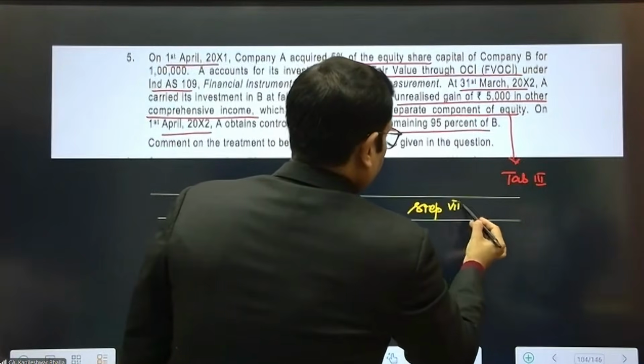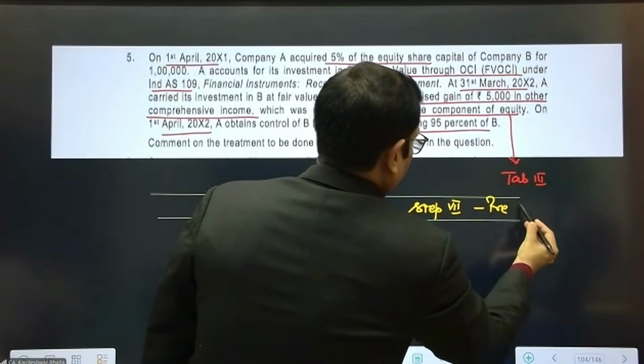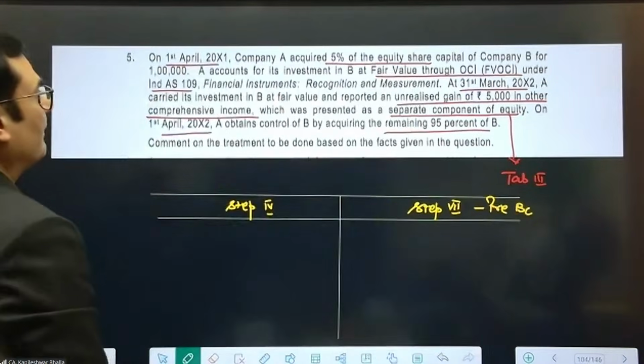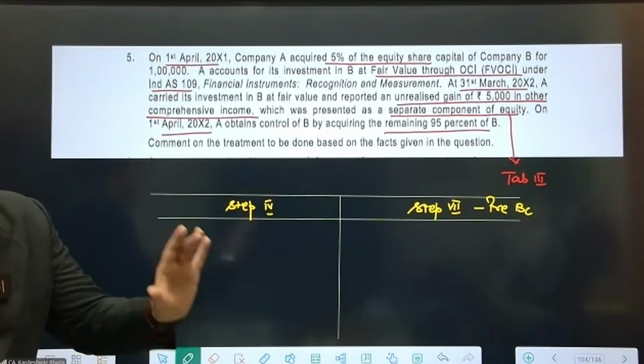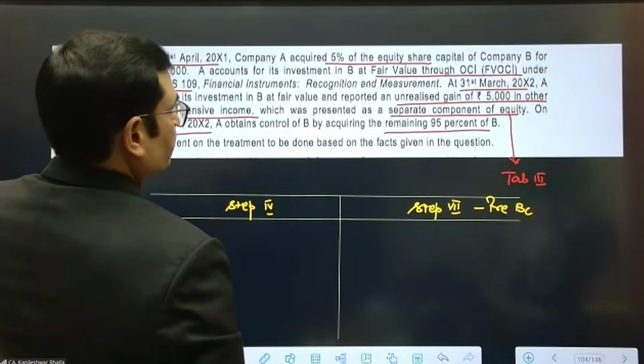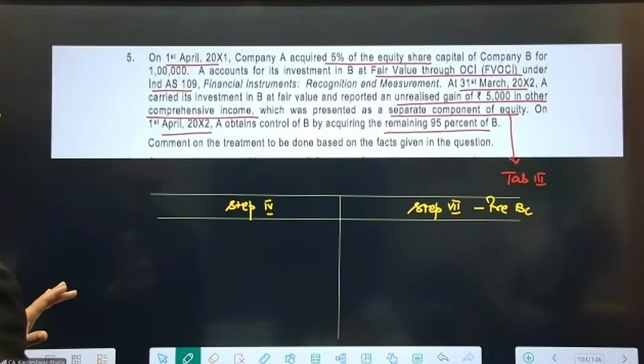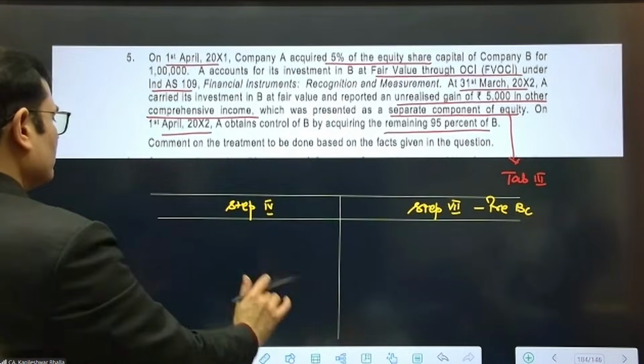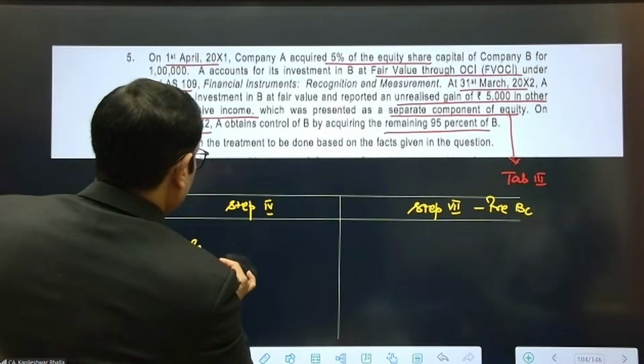In terms of step number 7, we are looking at the pre-business combination accounting. What will happen on the pre-business combination accounting? So first, can I say this PHI will be remeasured? So am I given the status of what is the fair value on 1st April X2? I don't think so. So we'll just make a mention that this will be remeasured.